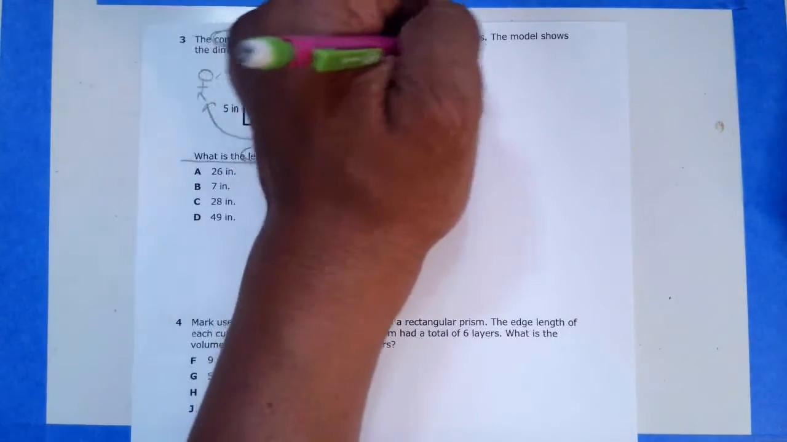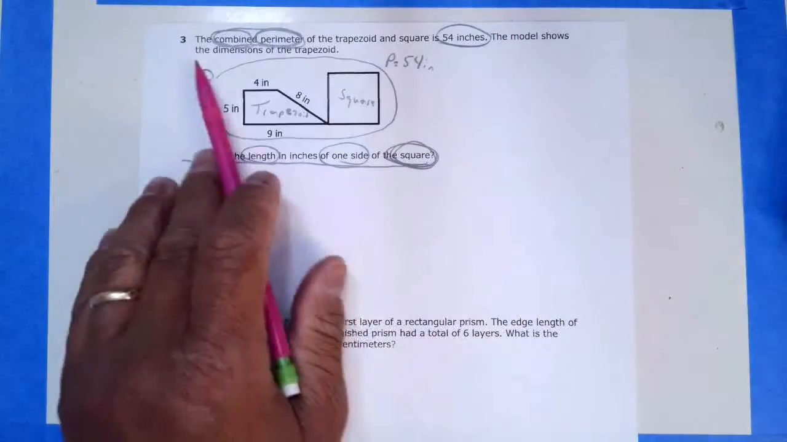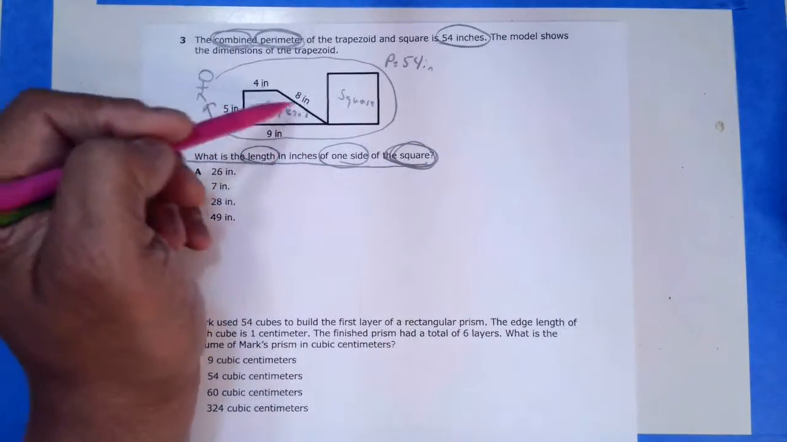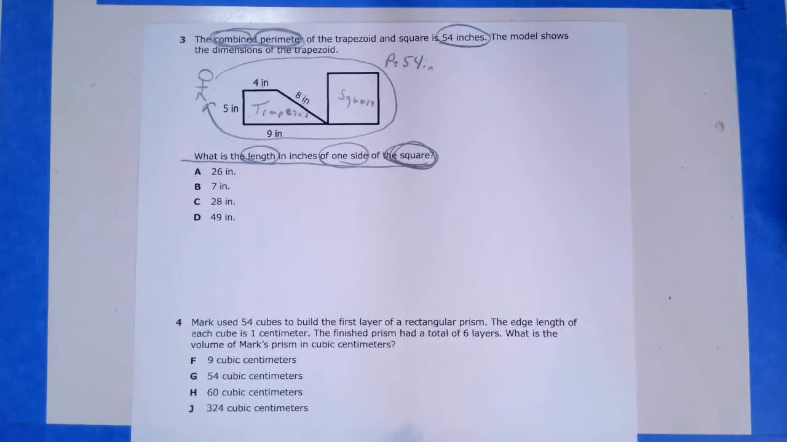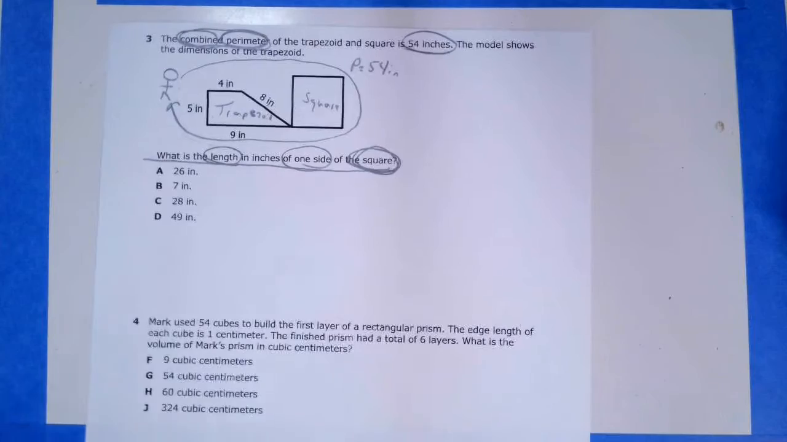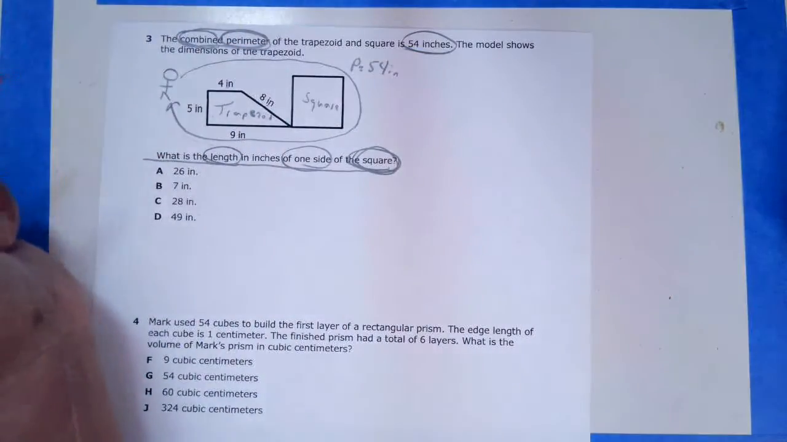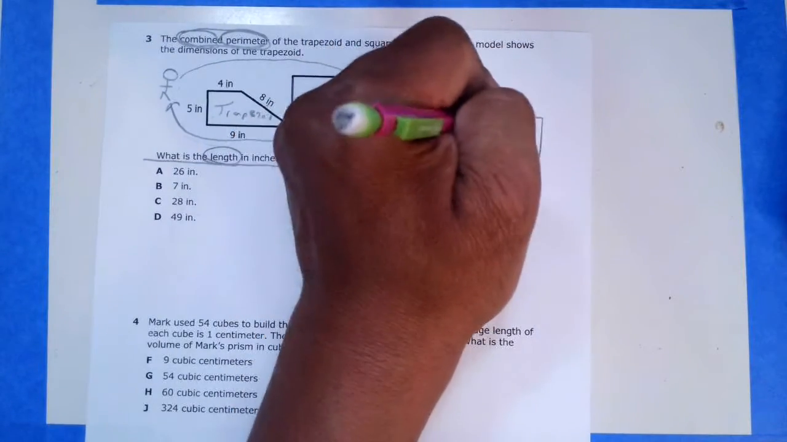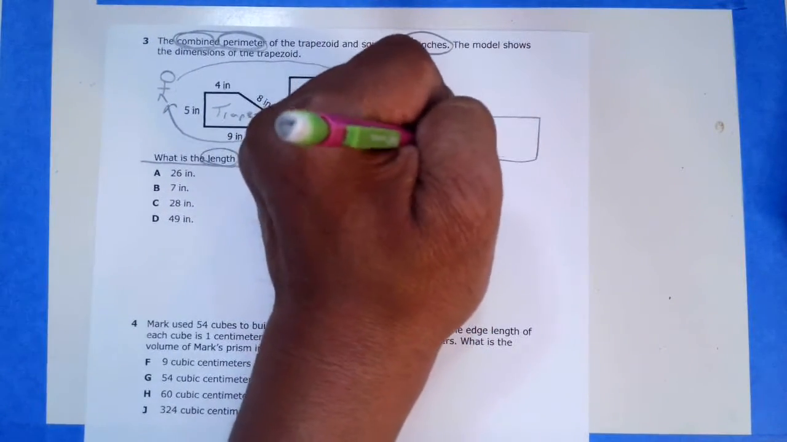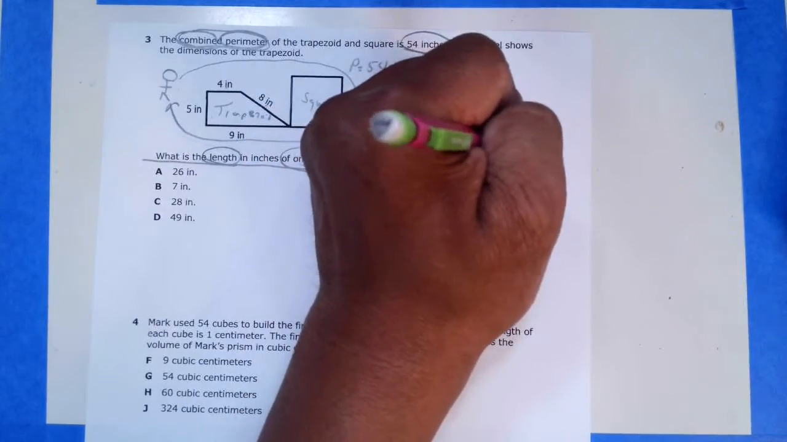Next, the model shows the dimensions of the trapezoid. So here are the dimensions. Okay? From here, they want to know the length of one square. This right here, the perimeter is 54, but that's for the trapezoid and the square.